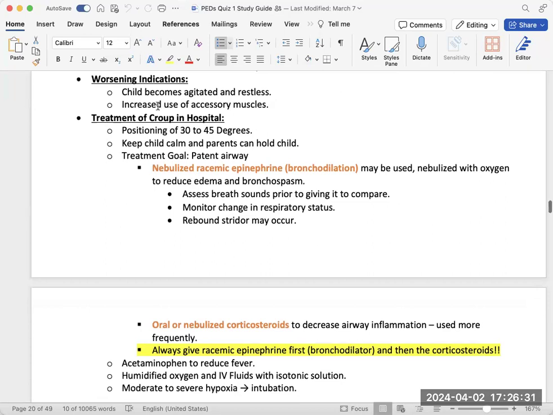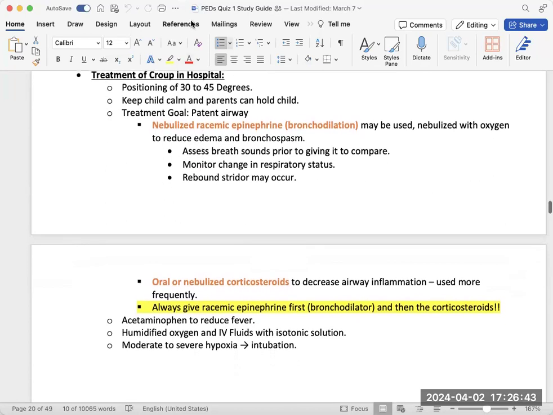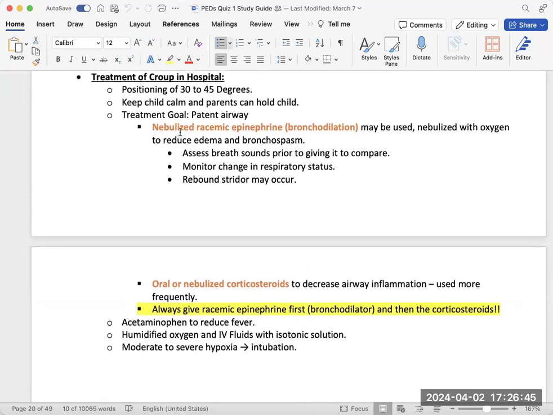Worsening indications, like we already talked about, pretty much if they're agitated, they're restless, they have an increased use of accessory muscles, they're showing nasal flaring, all of that's not good. Blue nails, no. If they're going to be in the hospital, right, we can position them 30 to 45 degrees. We want to keep them calm and have the parents hold the child. But remember, this is an airway issue. So our overall goal is to make sure we maintain a patent airway.